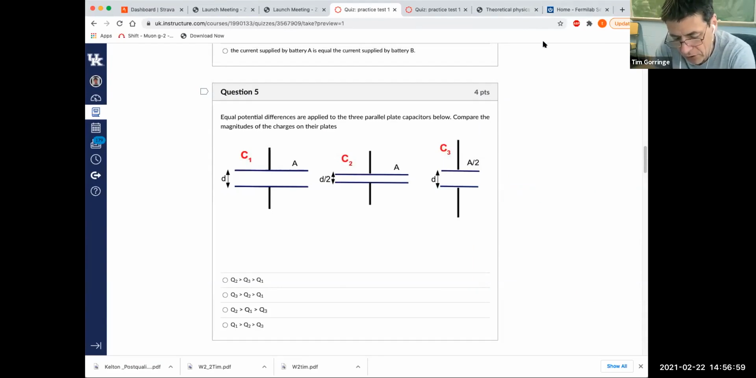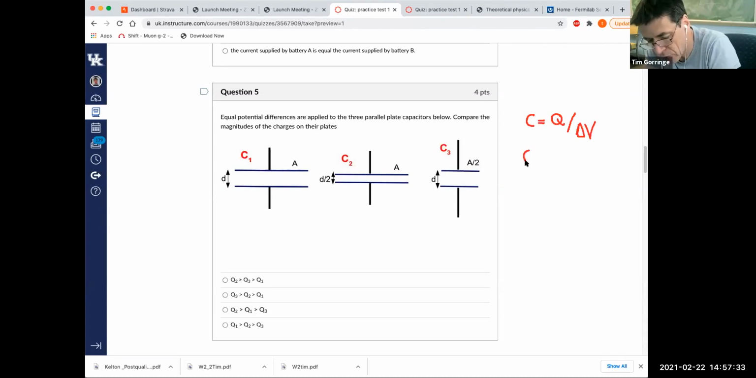Okay, question number 5. Equal potential differences, so equal potential differences delta V, are applied between the plates of the 3 parallel plate capacitors. Compare the magnitudes of the charges on the plates. So let me first just start by writing down the relationship between charge, voltage, and capacitance. Here it is as the definition of capacitance.